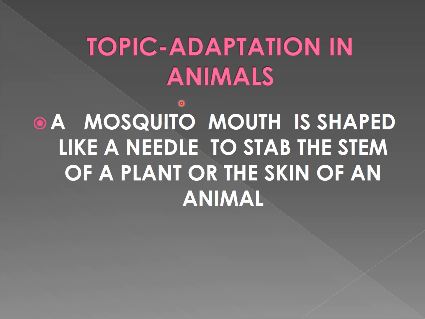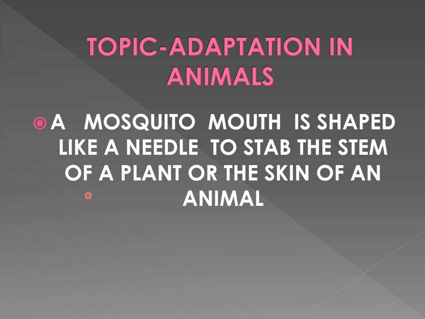So, what is adaptation? When an animal or plant changes to fit in its surrounding, we say it has adapted to its surrounding. So the special body parts that a plant or animal develops to adapt to a particular place or living condition are called adaptation.